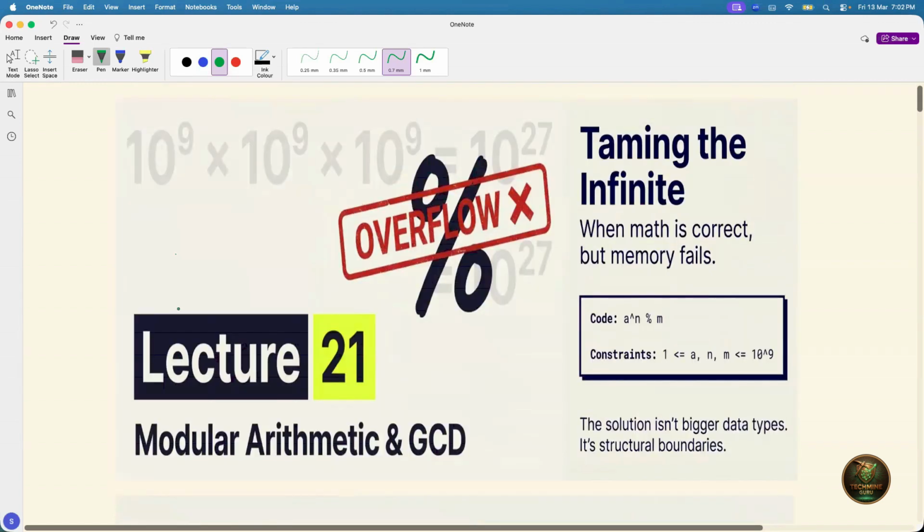So let's get started. Imagine you are tasked with writing code to find a to the power n mod m. The constants are massive. A, n, m can all be up to 10 to the power 9. If you try a naive approach, you are looking at calculating 10 to the power 9 times 10 to the power 9 times 10 to the power 9, which spirals out of control into a massive 10 to the power 27. That is a guaranteed overflow.